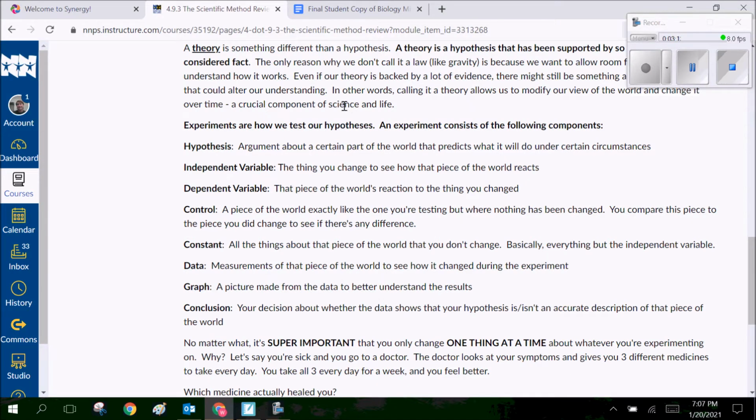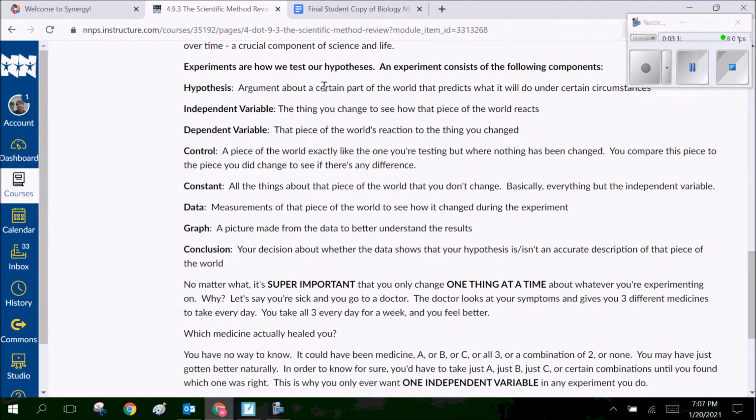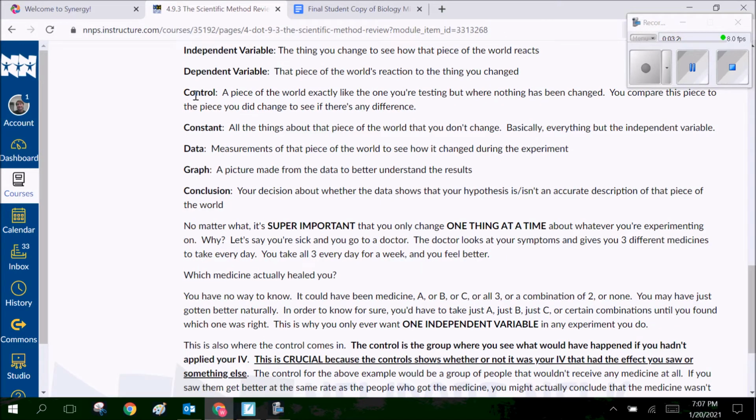Okay, so in an experiment, we start with a hypothesis, which is an argument about the world that predicts what will happen when we change it in a certain way. The independent variable is the thing that we specifically change. The dependent variable is what we're looking for to change. The control is what would have happened if we hadn't changed anything. So basically, we want to see whether or not the change we made actually did something.